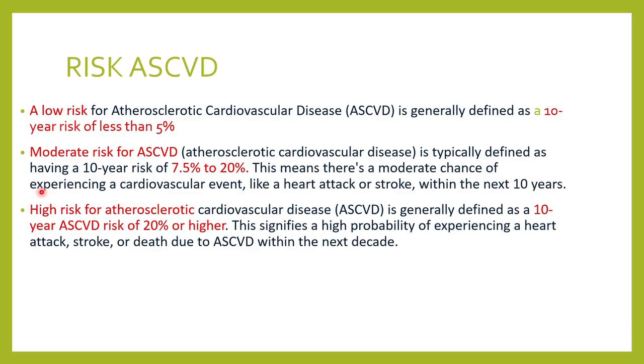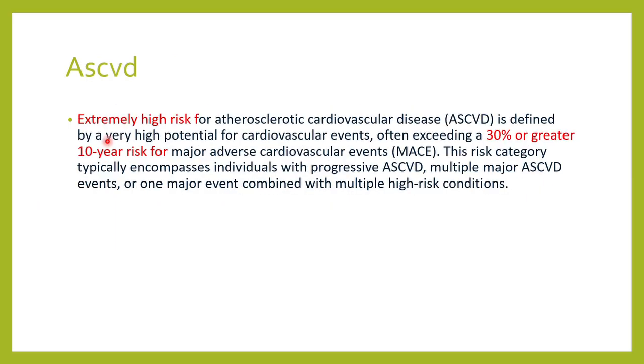The second thing is to assess the risk for atherosclerotic and cardiovascular diseases. When we assess the risk, we categorize patients as low risk, moderate risk and high risk. Low risk is when the chance of that person getting a heart attack or stroke within the next 10 years is less than 5%. If the risk is up to 20%, the person comes under moderate risk. And if the risk of a heart attack in the next 10 years is more than 20%, the person becomes a high risk or extremely high risk patient.